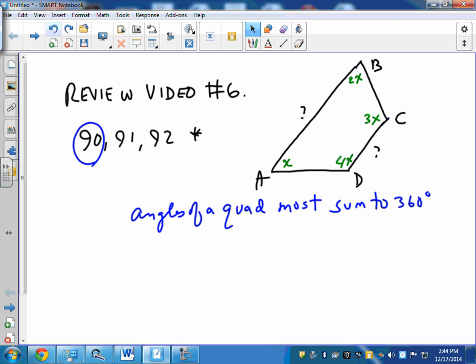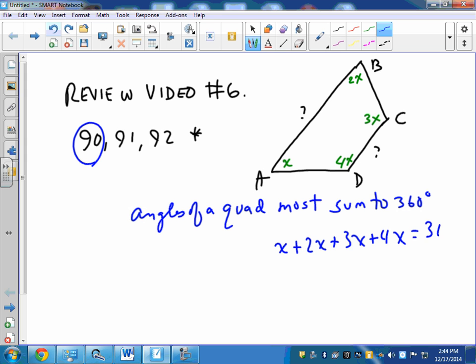Let's go ahead and write that equation. We have x plus 2x plus 3x plus 4x has to be 360 degrees. We add all these up. We have 10 x's is 360, so x is 36 degrees. Okay, now that was problem 90.